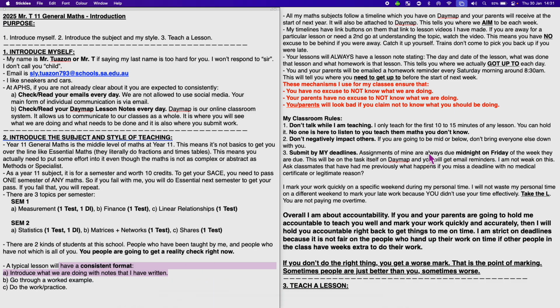Finishing up, this is where I do the roast. One of my classroom rules. Oh, right. Let's go on to this. Why do I do this? Because therefore you have no excuse to not know what we're doing.